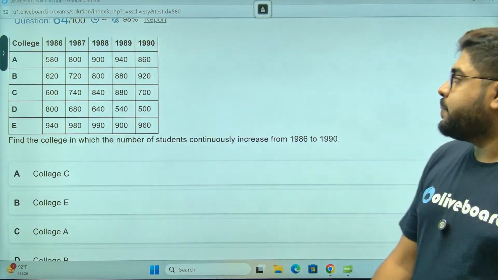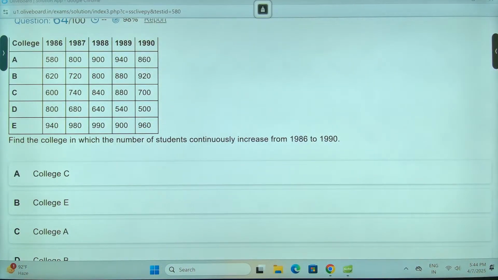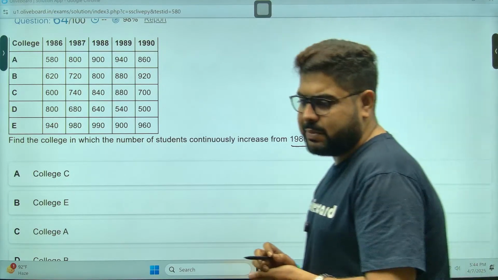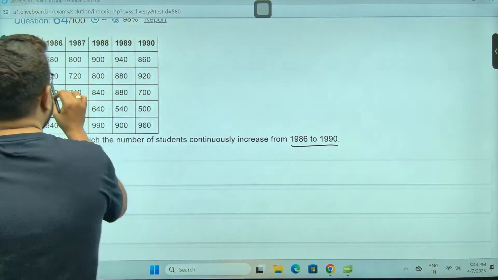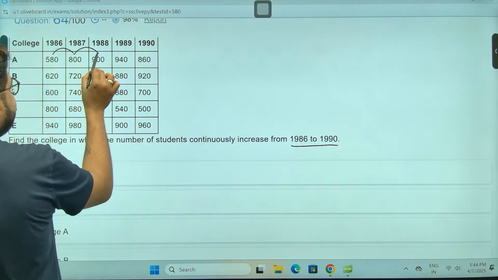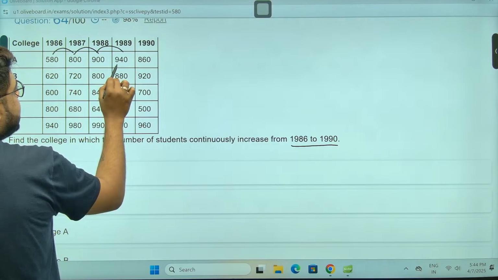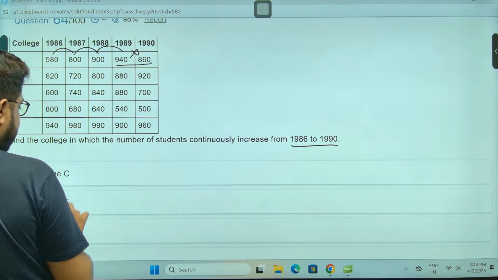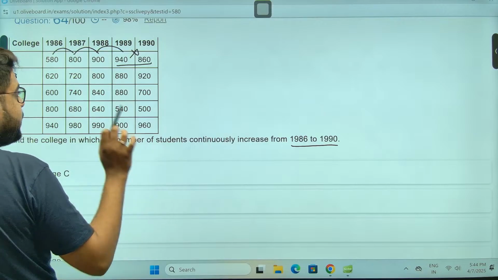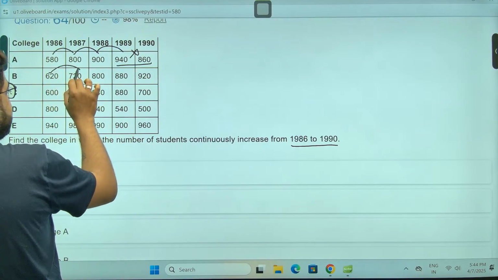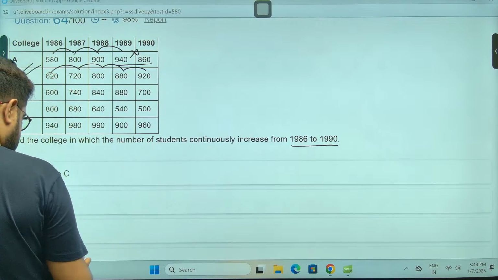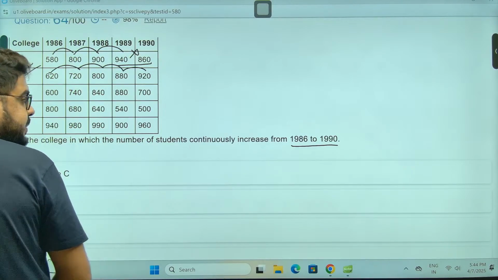Sir, let's see. Find the college in which the number of students continuously increased from 1986 to 1990. This is very simple. Sir, increment, decrement is not possible. Not this college. CEAB, I'll only check this. CEAB, only 4. Increment. Yes, this is the answer, sir. B. Yes sir, B. Option number D is B, sir.